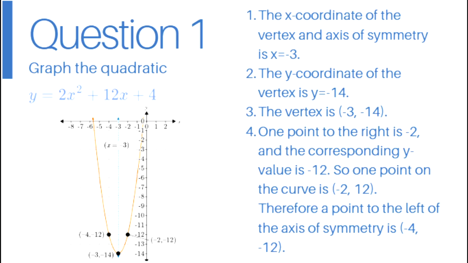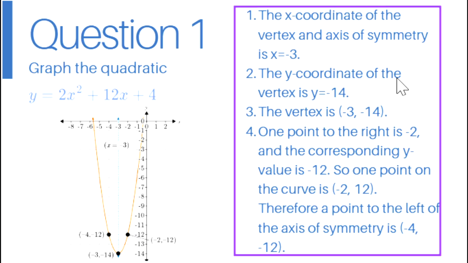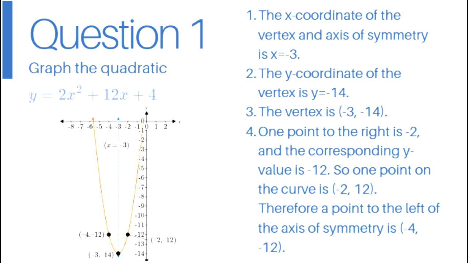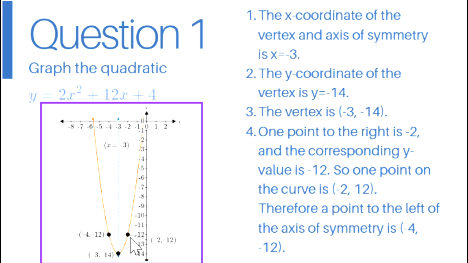Here's your graph. The y-coordinate of the vertex is y equals -14. The vertex is -3 and -14 because we found the values of x and y. To find the y-coordinate, you take this x value, plug it into the formula, and solve for y. The one point to the right is -2 because we're sitting at -3. The corresponding y value is -12, so 1 point on the curve is -2, -12. You reflect that over, going 1 unit to the left, which gives you -4, -12.